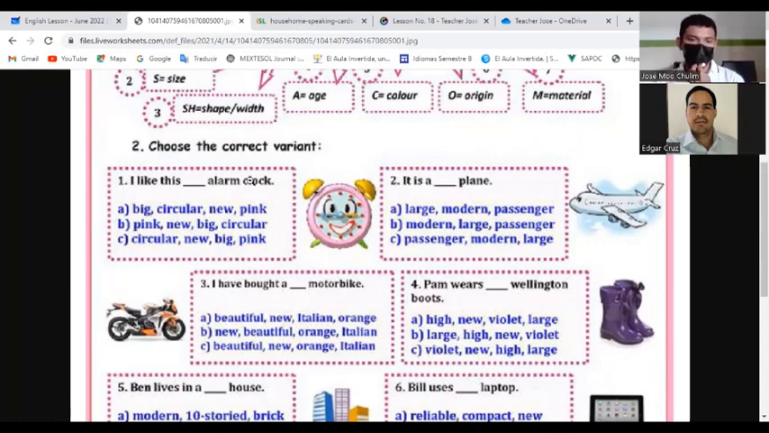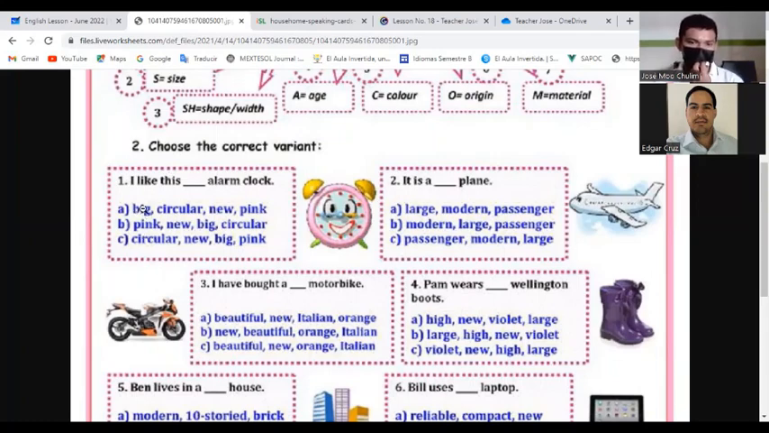I like this alarm clock. And we have three different sentences with different adjectives. What you have to do here is choose the correct answer, taking into account the order of the adjectives. Which one do you think is the correct answer for this first exercise? I think letter A: big, circular, new, and pink. Okay, big, circular, new, pink.